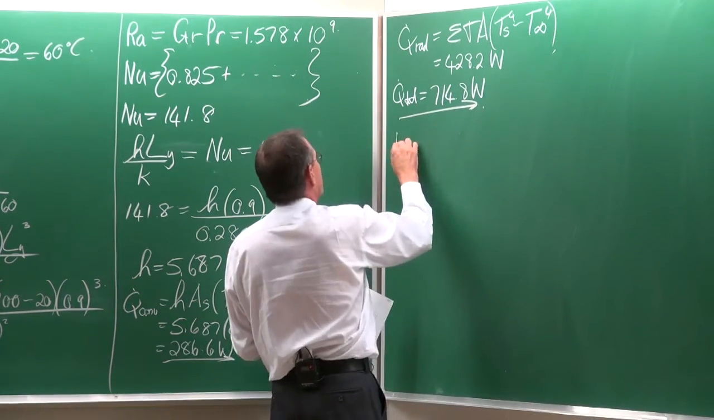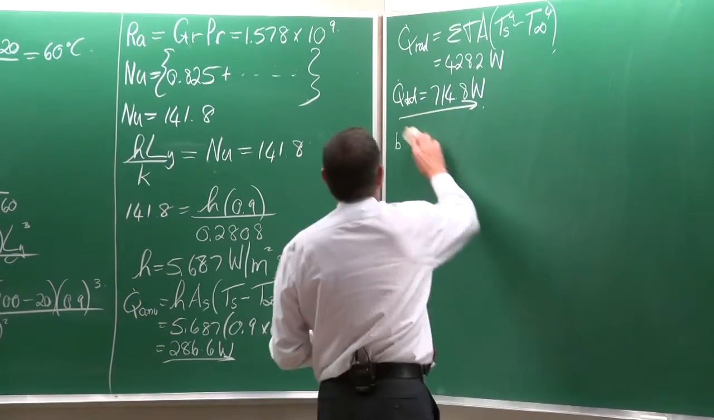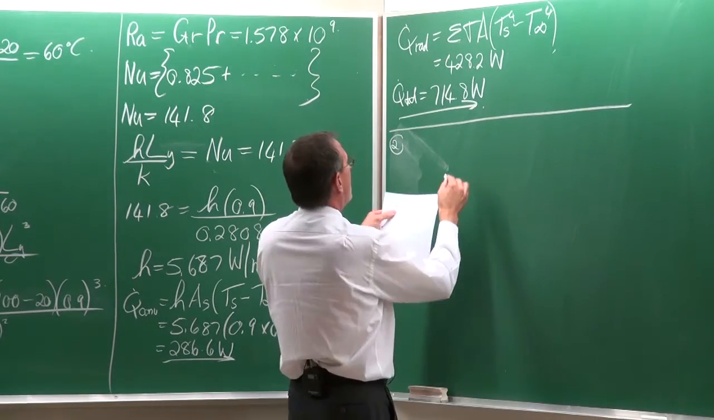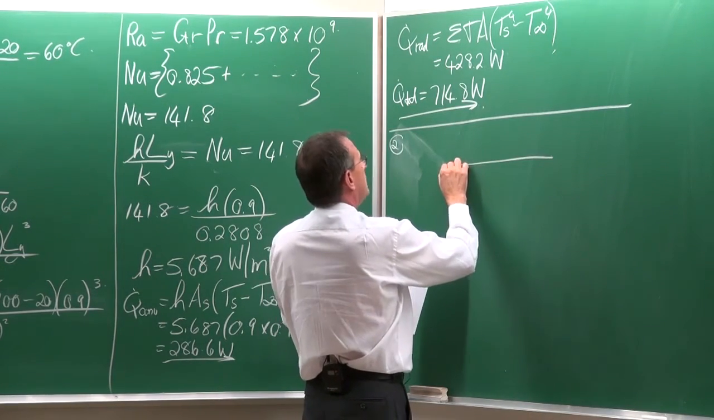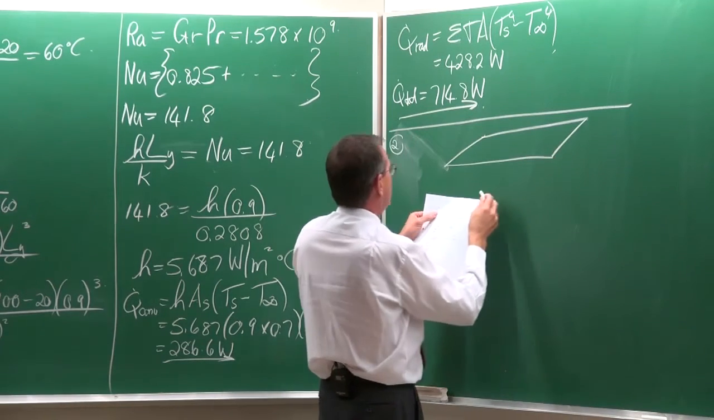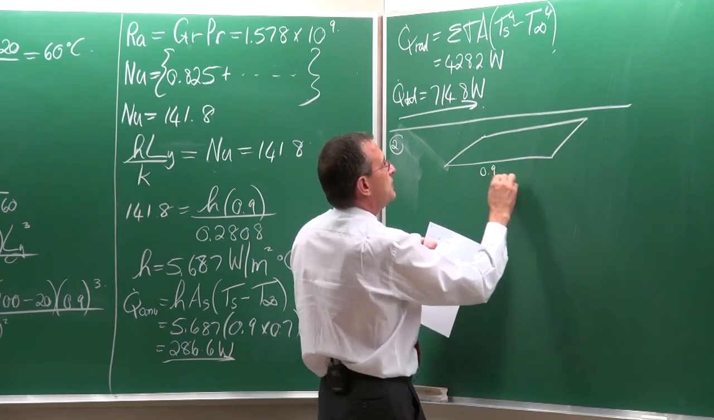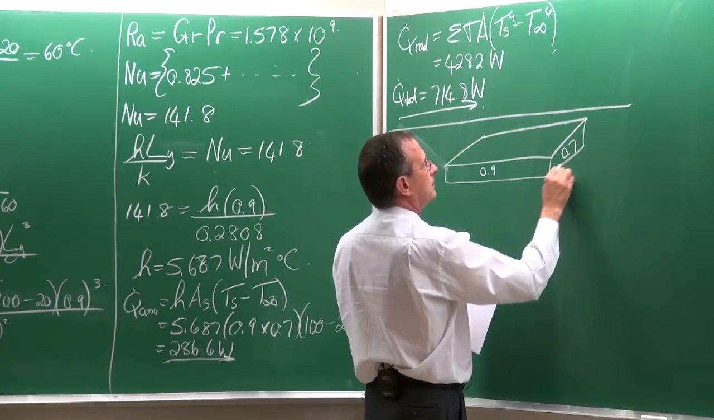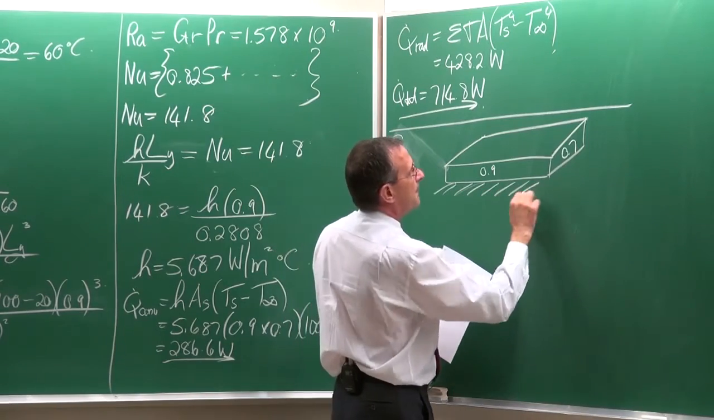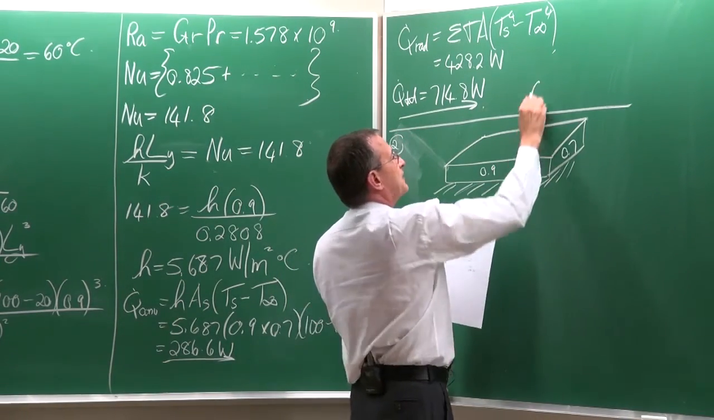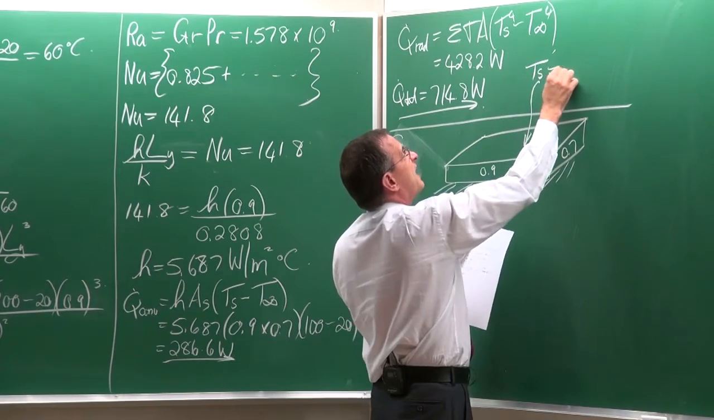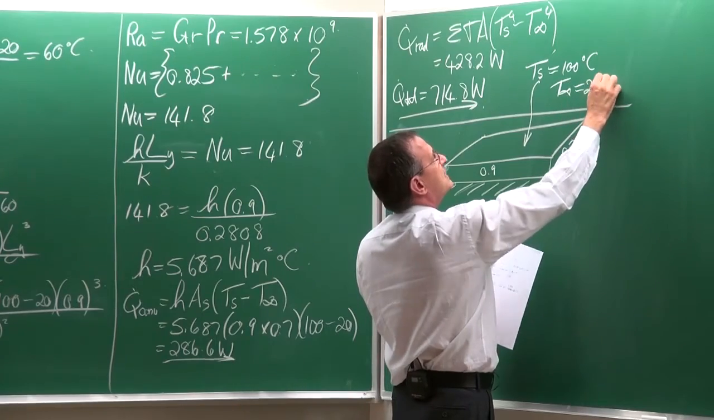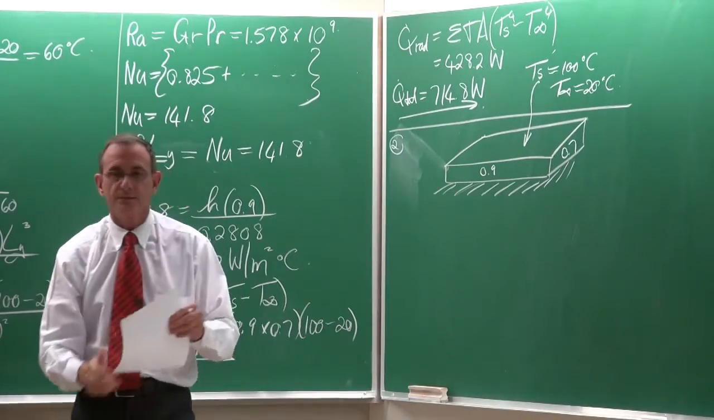Let's look at the second configuration now. With the second one, we have the flat plate like that, 0.9 meters by 0.7. Here's the flat plate, like that, and it's insulated here at the bottom. And that surface there is 100 degrees Celsius, while the environment temperature is the same, it is 20 degrees Celsius.